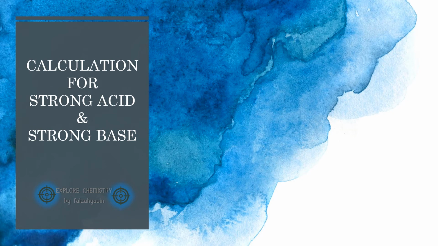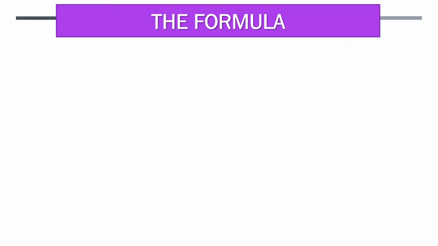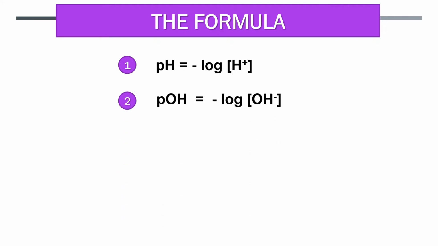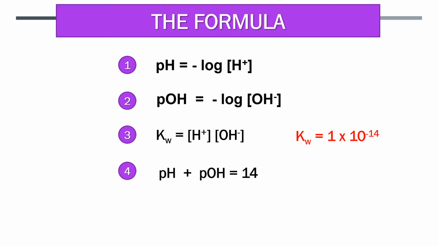Calculation for strong acid and strong base. There are 4 formulas that you need to memorize in order to answer the question. The first one is pH is equal to negative log concentration H plus, pOH is equal to negative log concentration OH minus, Kw is equal to concentration H plus times concentration OH minus, and the value for Kw is 1 times 10 power of negative 14. And the last one is pH plus pOH is equal to 14.